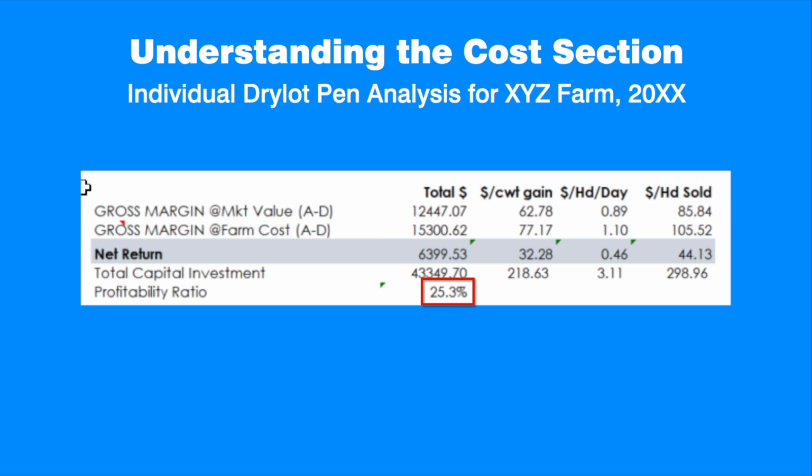The profitability ratio is calculated by dividing the net returns by total production cost. In our example, the profitability ratio is 25.3% and is an indication of a relatively good efficiency position.